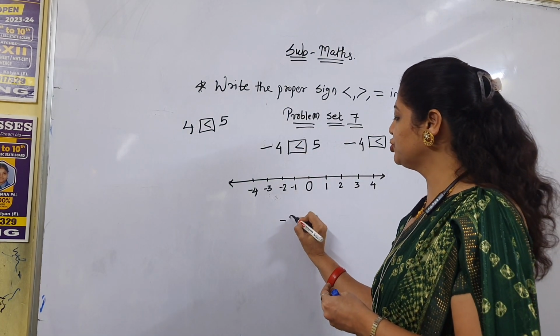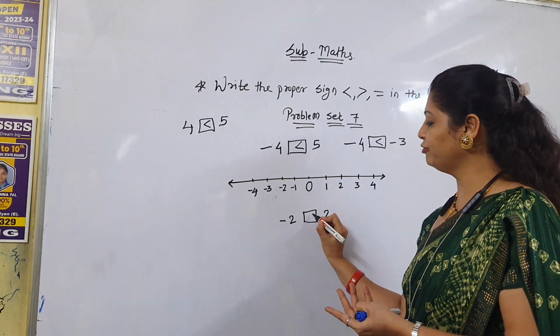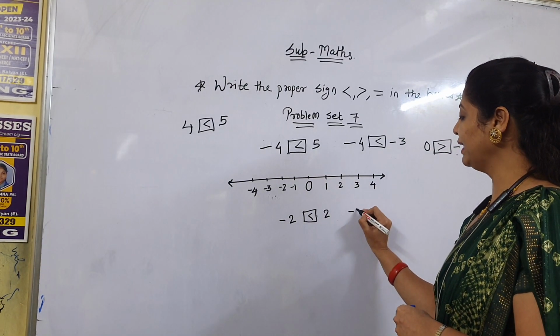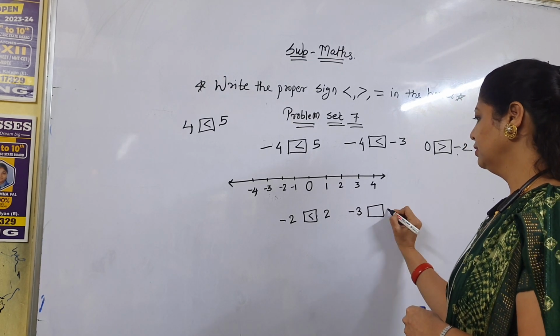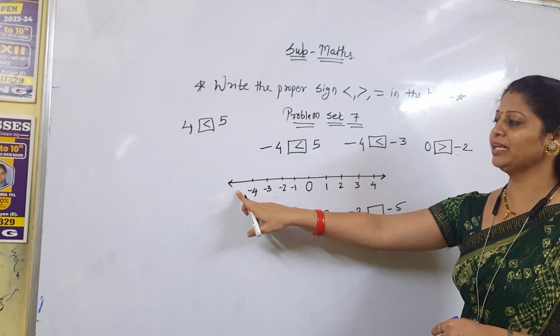Such types of numbers we have to use. For example, -2 and 2. So 2 is positive, therefore this is our bigger number. Okay, same like for example -3 and -5. So -3 is here and -5 is there.